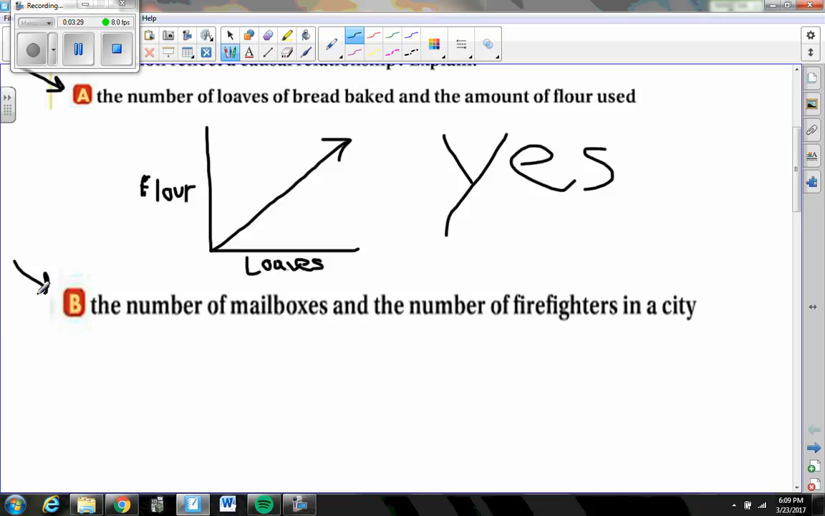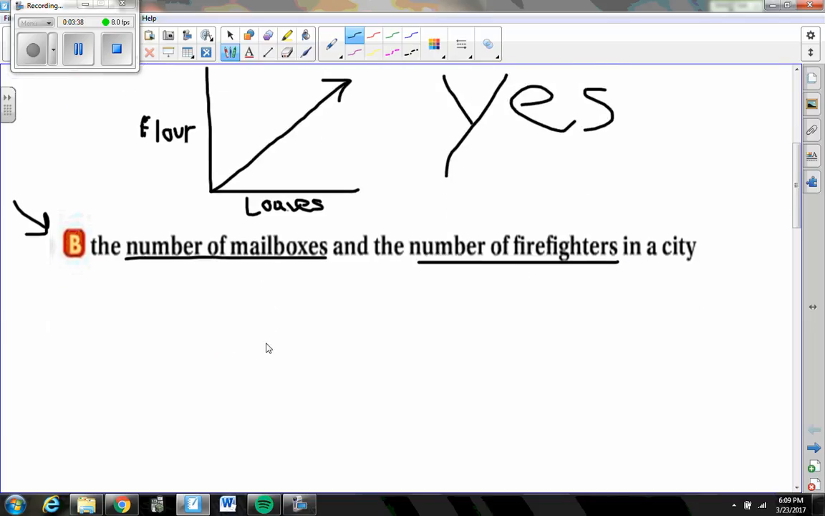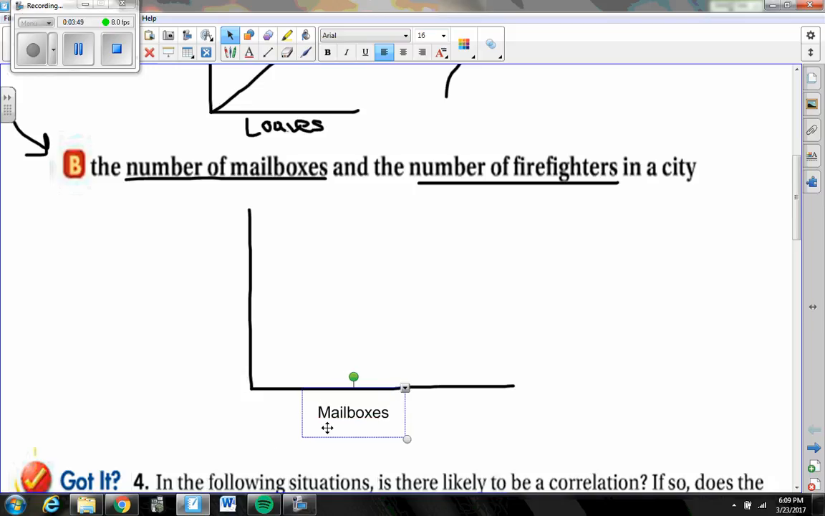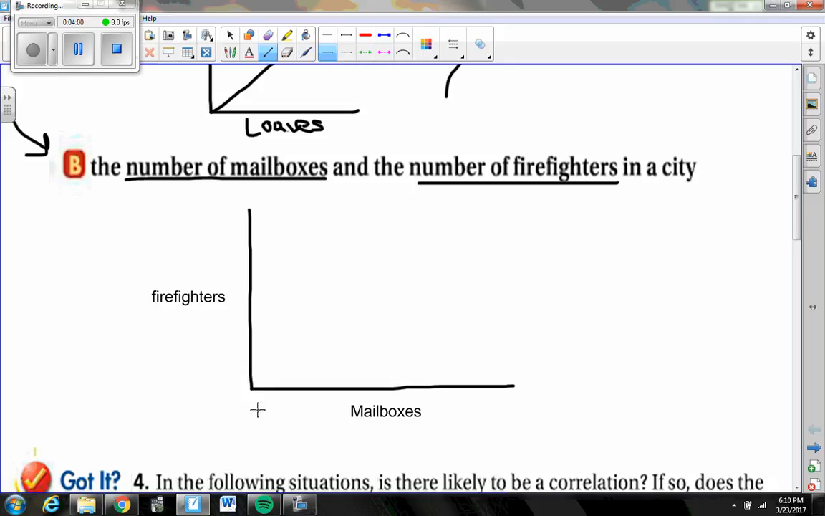This one says the number of mailboxes in a city and the number of firefighters. Okay, the number of mailboxes and the number of firefighters. So again, I am probably going to have a correlation, because if I have more mailboxes, that probably means more people and more neighborhoods and more houses. And if I have more houses, I probably need more firefighters, right? So again, I am going to have this correlation relationship where more mailboxes means more firefighters. That's definitely true all the time.